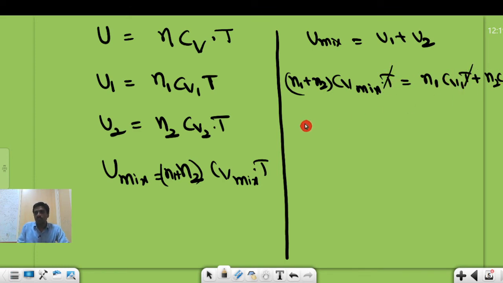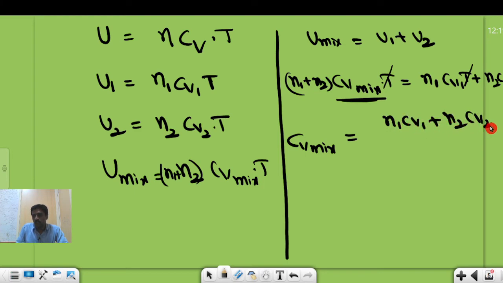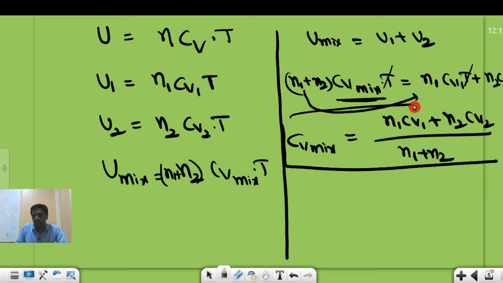Now our goal is to find the CV mix value. So CV mix, that means molar specific heat capacity of the mixed gas at constant volume, is equal to the remaining terms here, N1 CV1 plus N2 CV2, divided by N1 plus N2, since this term goes to this side. This is the formula for the mixed gas molar specific heat capacity at constant volume.